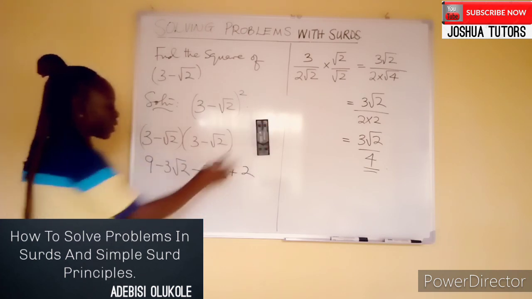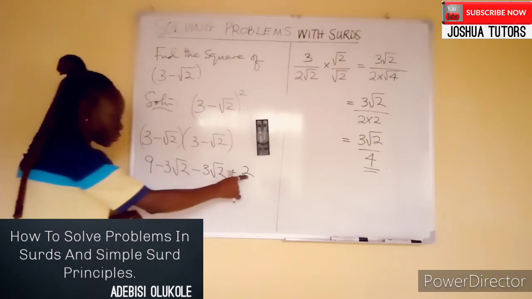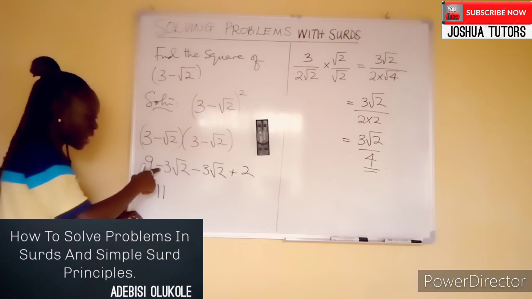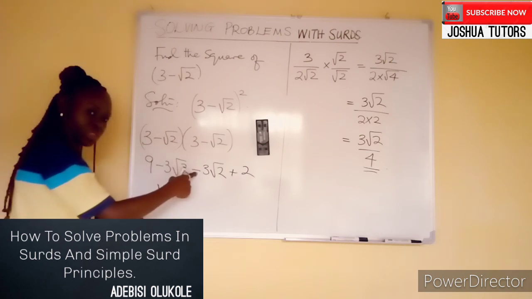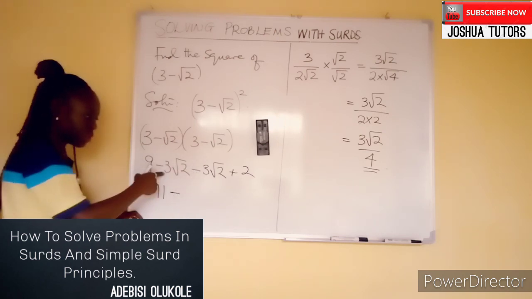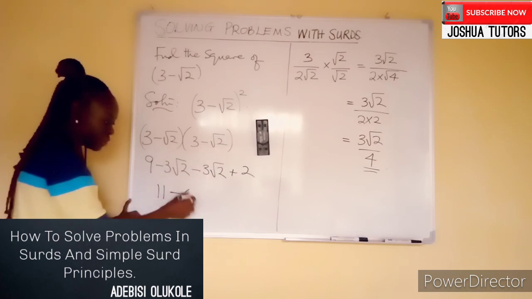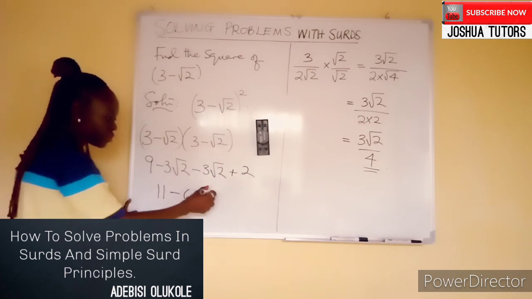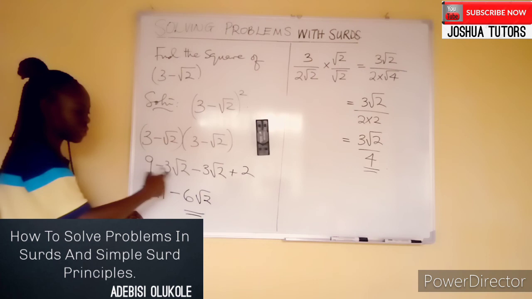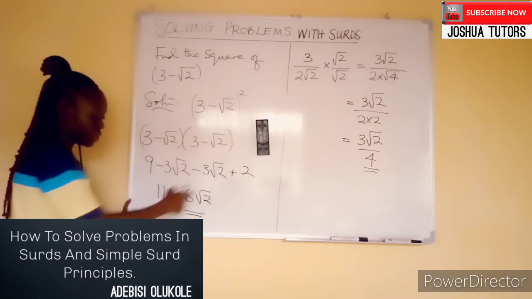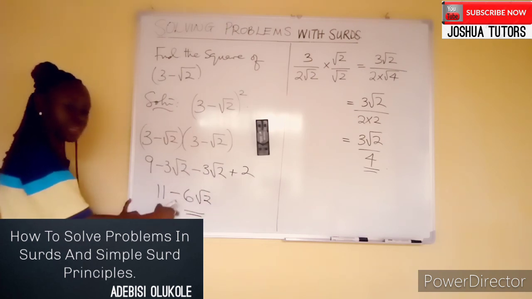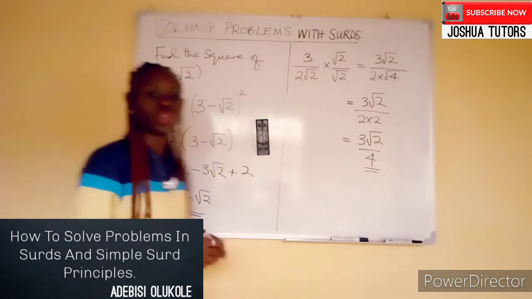Alright. So I collect like terms. I have 9 plus 2, which is 11. Minus in addition is minus. 3 plus 3 is 6. Surd 2, like surds. Final answer. So minus 3 surd 2 minus 3 surd 2 is minus 6 surd 2. So the final answer is 11 minus 6 surd 2.